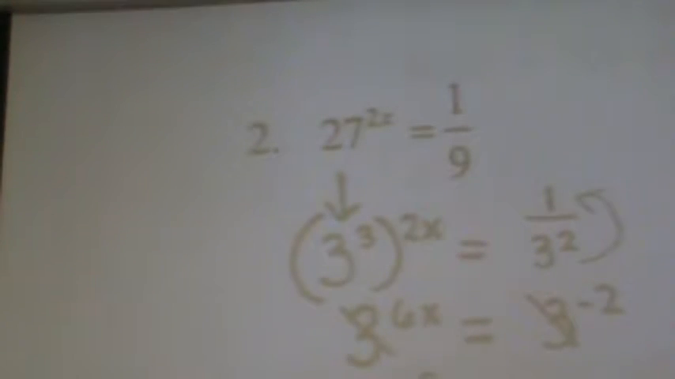Now how are you going to convert 1/9 into base 3? Well, isn't 1 over 3 squared 1 over 9? And then can't you bring this up here and make this 3 to the negative 2 power? Now they're in the same base. So sometimes you can manipulate equations so they're in the same base. So cross these 3's out, and you have 6x equals negative 2, and then do what? Divide by 6, and you get negative 1/3.